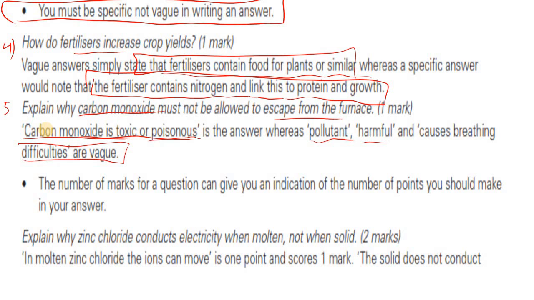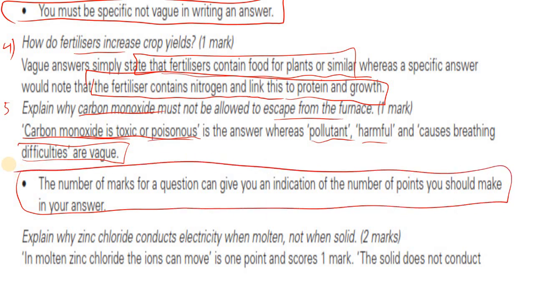Now look at here, another hint for you all: the number of marks for a question can give you an indication of the number of points you should make in your answer. For example, 3 marks means you have to mention 3 ideas. If the number of marks is 2, the examiner wants only 2 ideas. Now look at this: explain why zinc chloride conducts electricity when molten but not when solid. So these are the 2 points. You have to mention why it conducts electricity in the molten state, but not in the solid state. These are the 2 ideas, and that is why there are 2 marks.